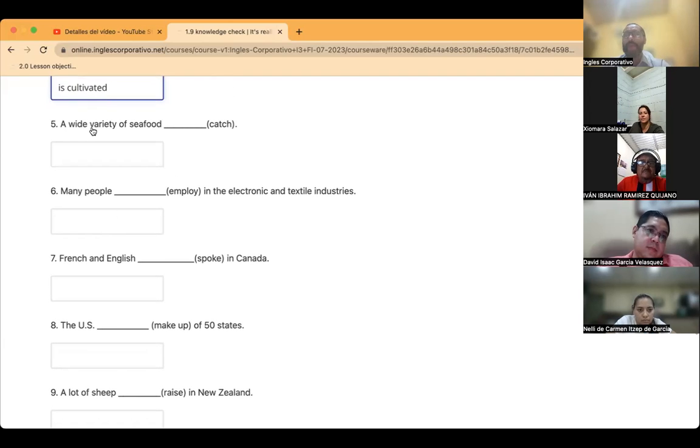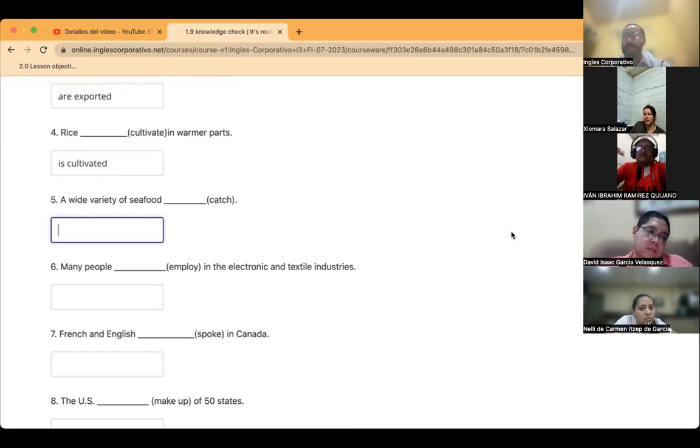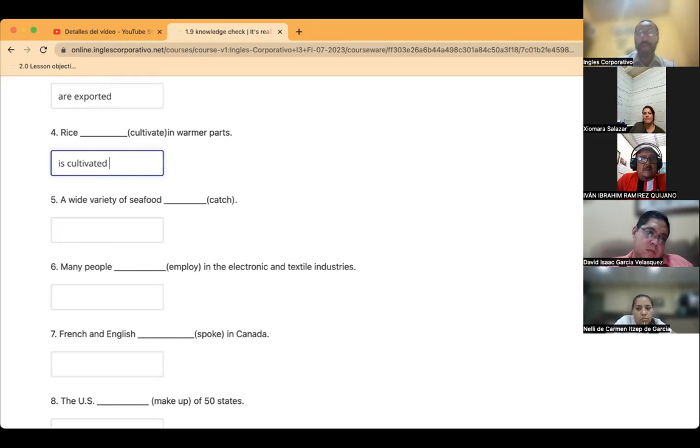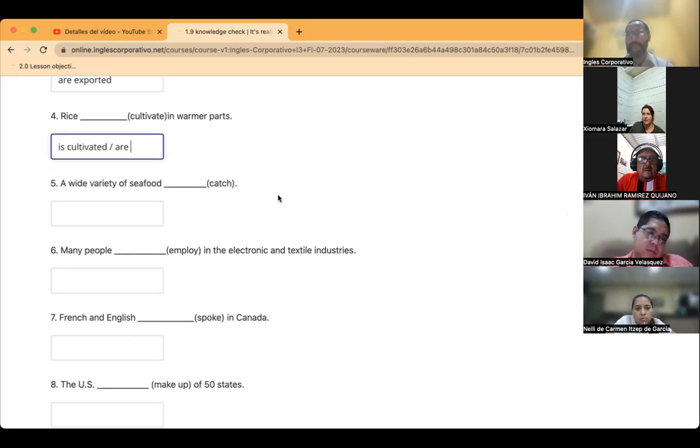Good. Number five, a wide variety of seafood. Teacher, I think, in my opinion, the rice is plural. Because without talking about the crops, we talk about the field. I think that in this case it is "are cultivated." Okay, great, Ivan. We're going to have "rice is cultivated." And here I put next to it "are," in the case of Ivan, and we're going to check. Thank you. We're going to see in just a moment, okay?